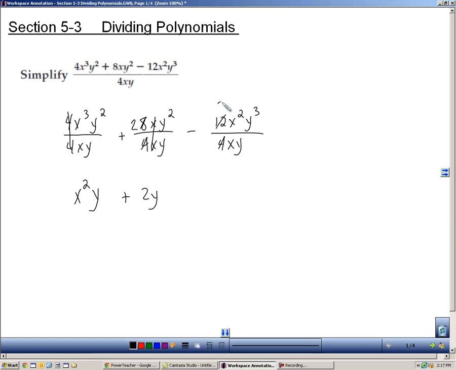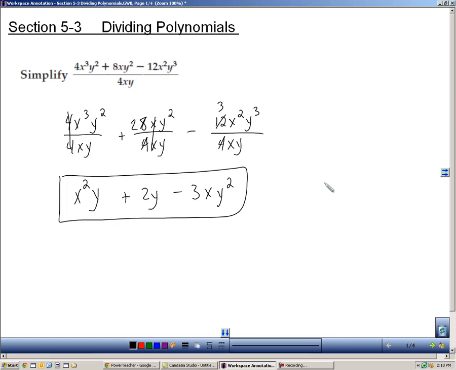4 goes into 12 3 times. 1x on top, and then y cubed over y means a y squared on the top. There are no like terms, so this would be simplified.